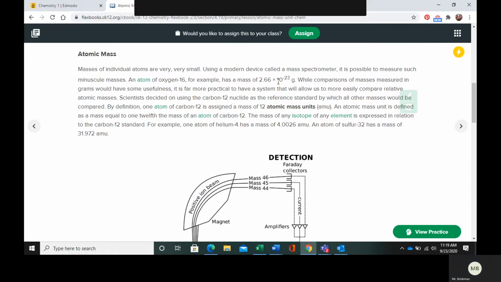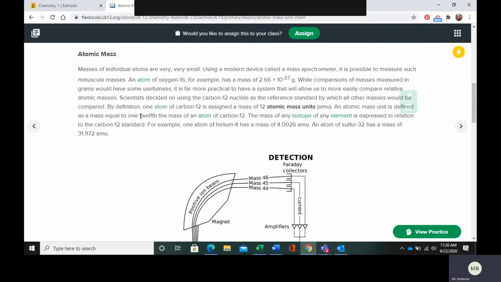When scientists were starting off determining masses of atoms, they used the hydrogen atom. Okay, but now they are using the carbon-12 nuclide as the reference standard by which all other masses are going to be determined. So one atom of carbon is going to be assigned a mass of 12 atomic mass units. So this is a 12th, the mass equal to 1/12 of the mass of an atom of carbon-12.